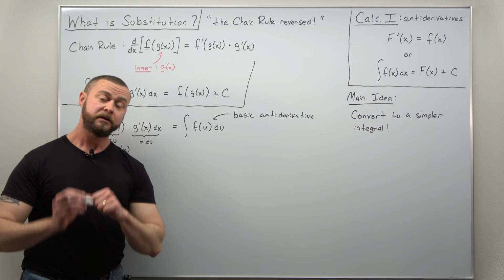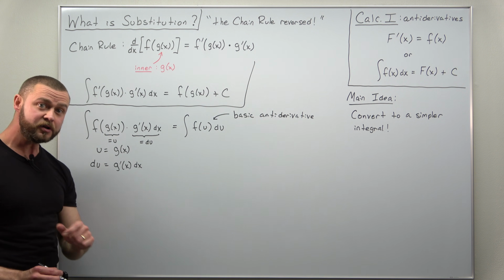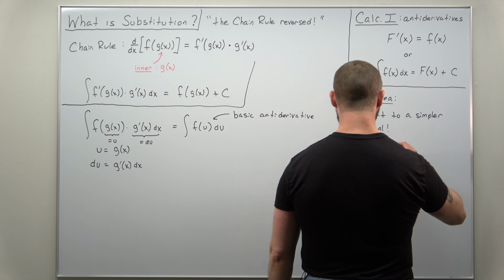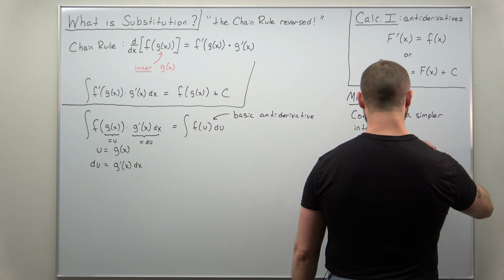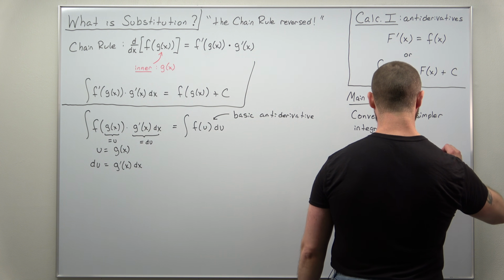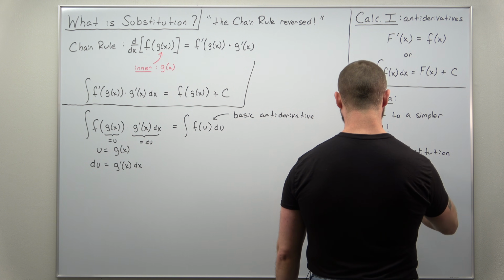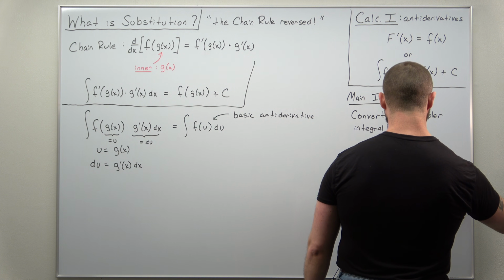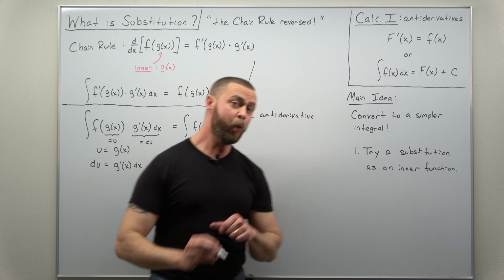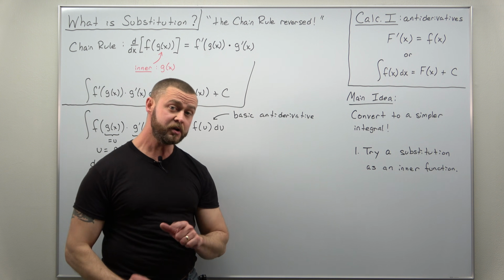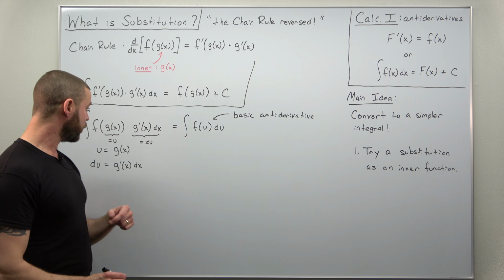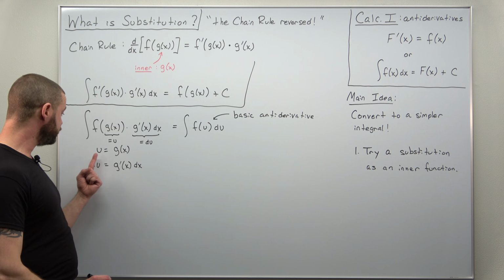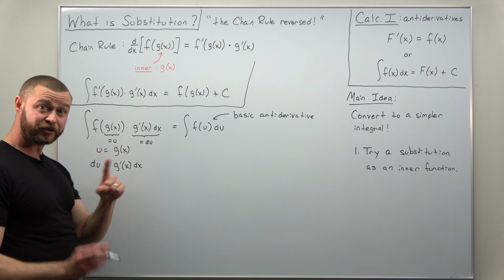And there we go. So here, when we choose our substitution, we almost always try it as an inner function. And that is one of the ways you choose your substitution. The other idea to make the conversion work is you need a factor of your derivative. In other words, if you choose u as g of x, you need a factor of g prime.